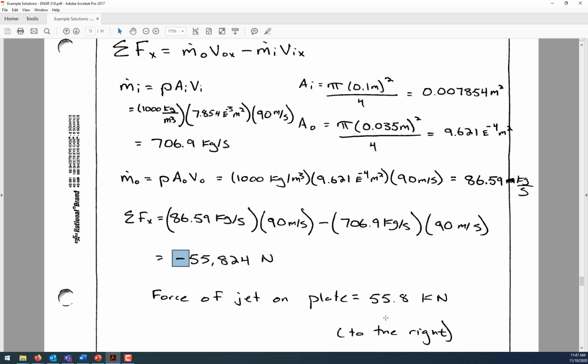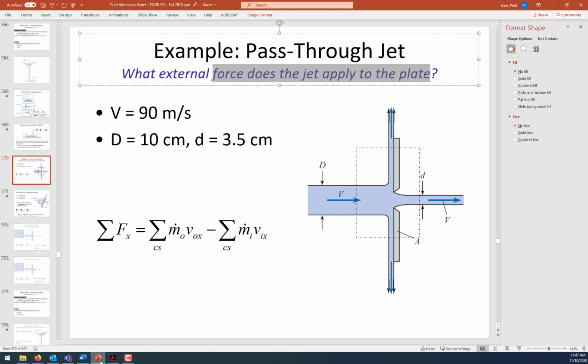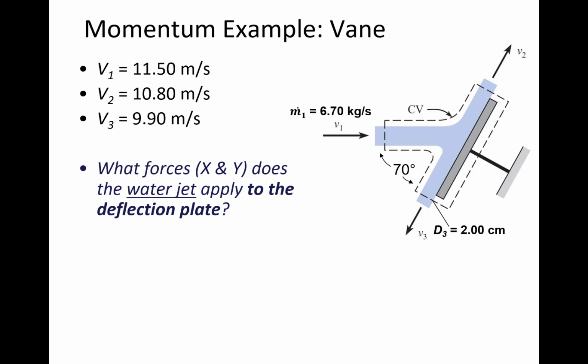Are there any questions about that second example? Okay, well then the last one we're going to look at today is a vane that's redirecting the flow.